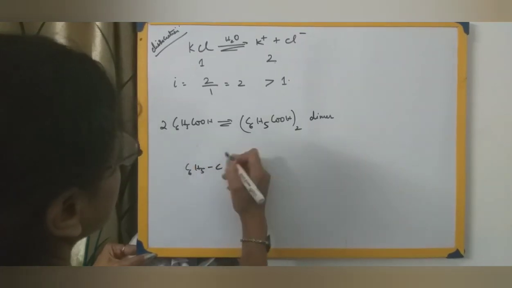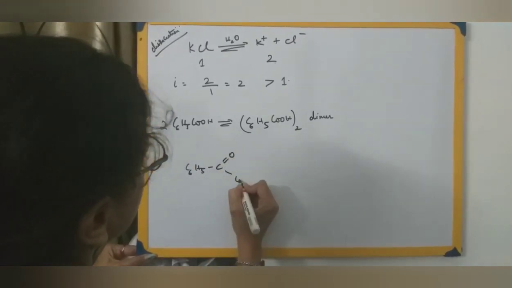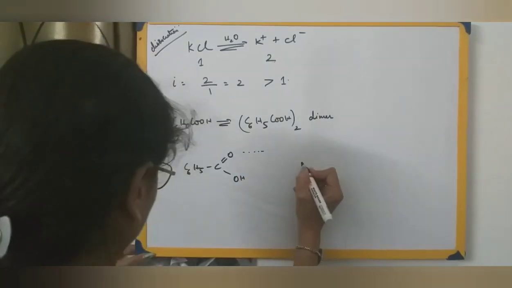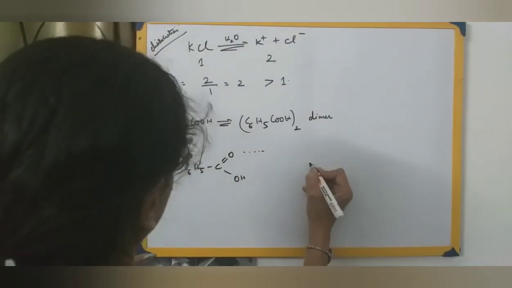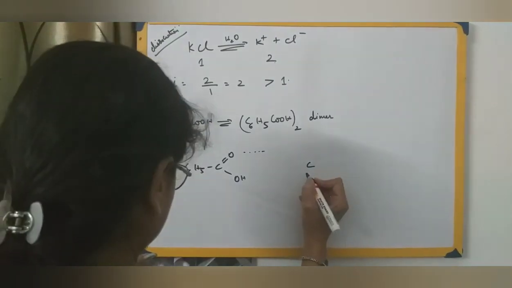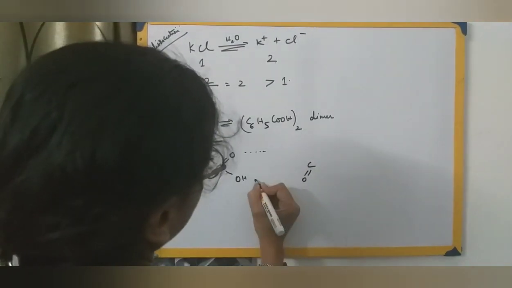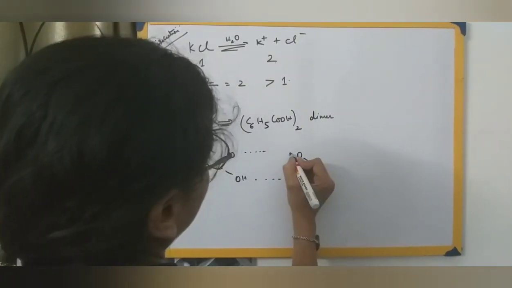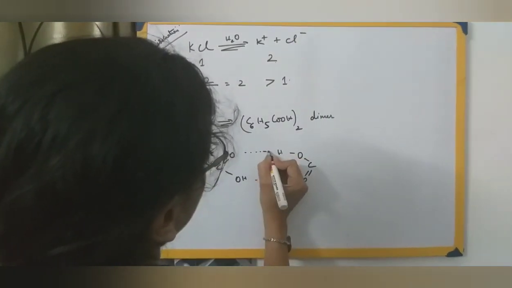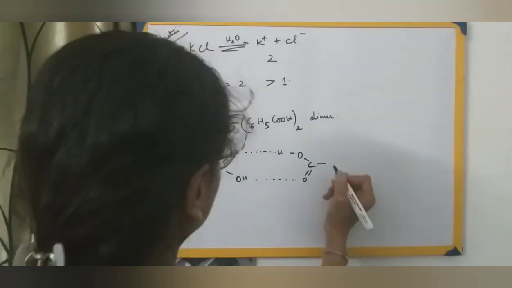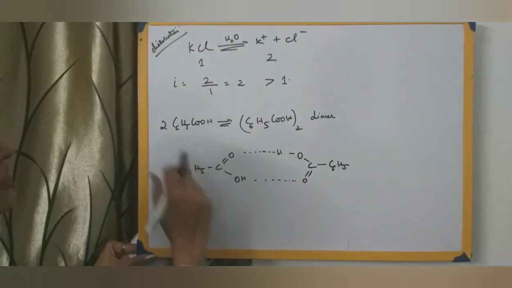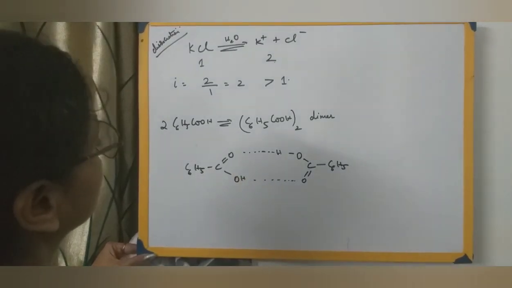C6H5C, that is C double bond O over here, and this is OH. Now this will combine with another molecule of benzoic acid, that is C double bond O, and this will be over here O and H. So a bond has been formed between the two molecules over here, that is C6H5.